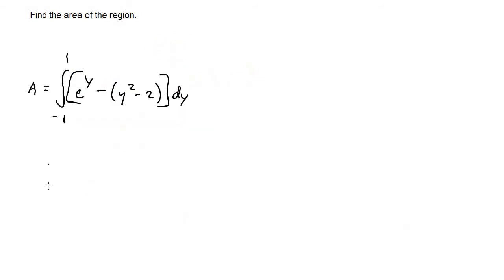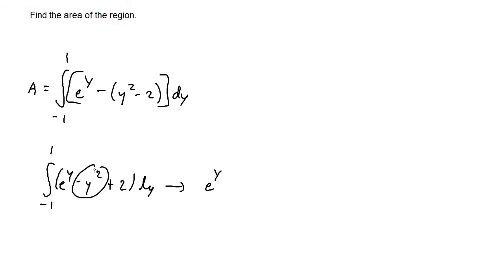So now I can go ahead and simplify this integral just a little bit. So from negative 1 to 1 of e to the y minus y squared plus 2 times dy. So when I integrate, the integral of e to the y is just going to be e to the y. The integral of negative y squared is going to be negative y cubed over 3. And then we have plus the integral of 2, and the integral of 2 is just going to be 2 times y. Now we can evaluate from negative 1 to 1.